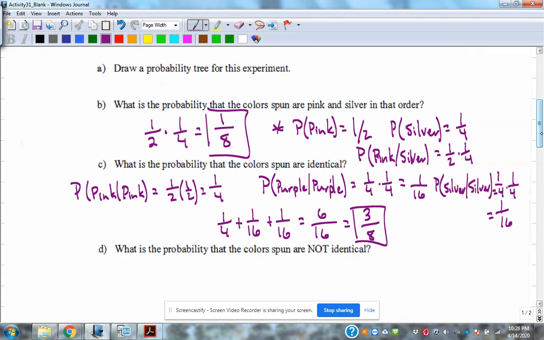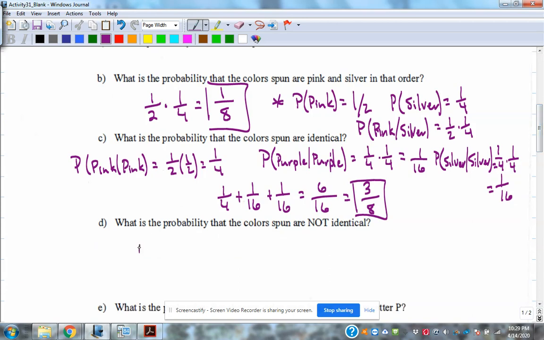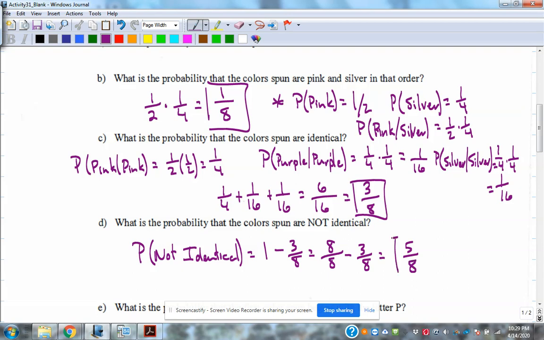Probability that the colors spun are not identical. Okay, so we found the probability that they are identical. The probability of not identical is the complement of that. So it's 1 minus 3/8, which would be 8/8 minus 3/8, which is 5/8. That is the easiest way to find the not on that.